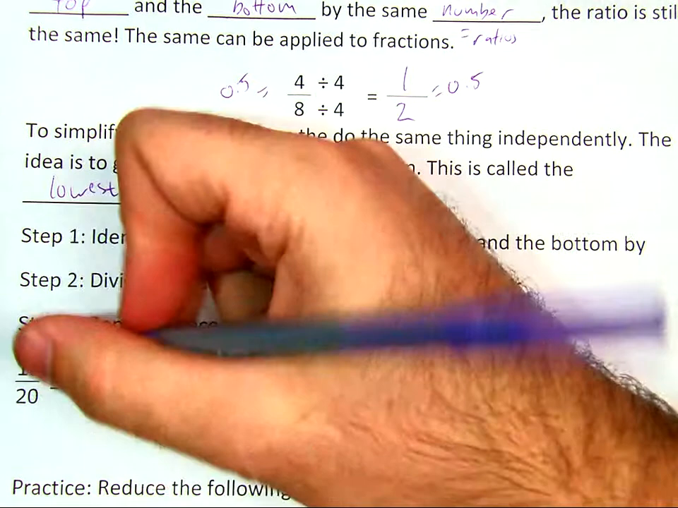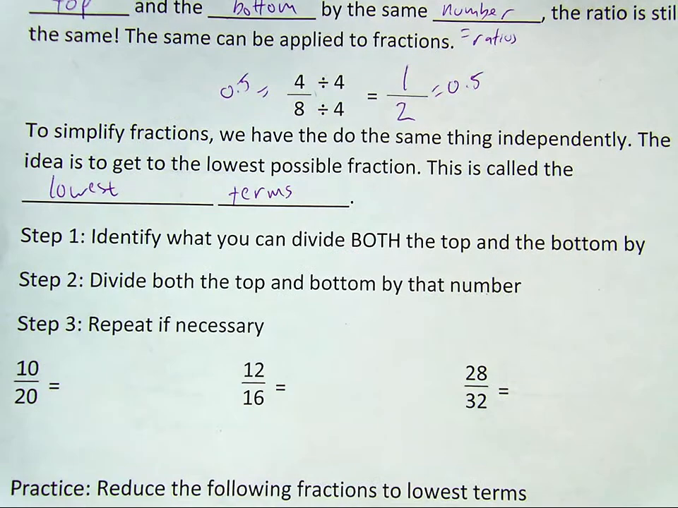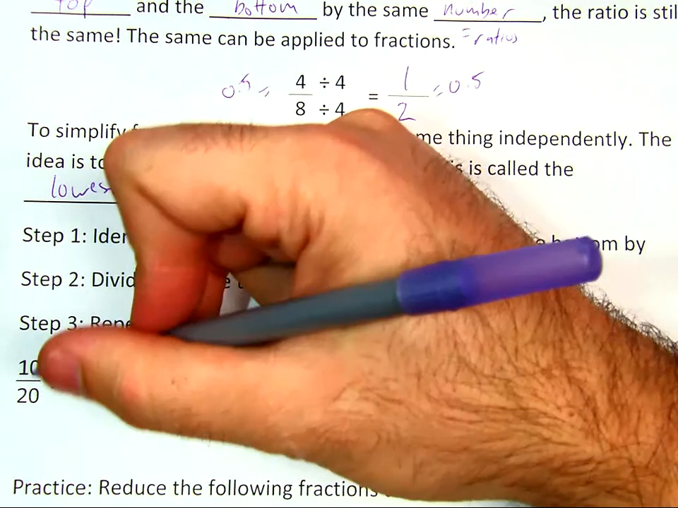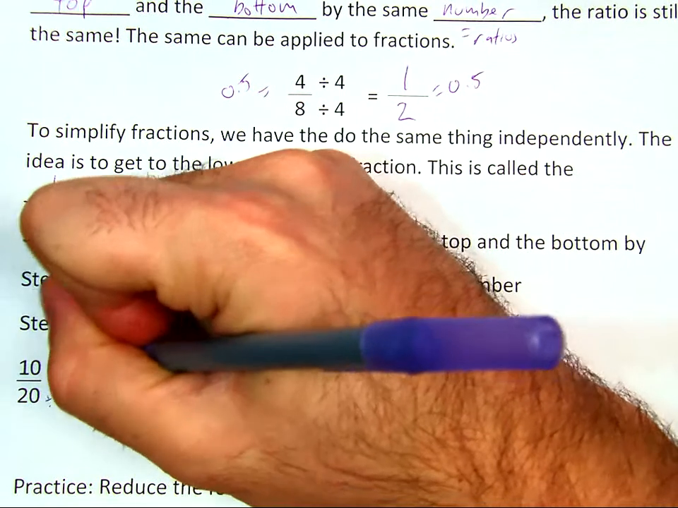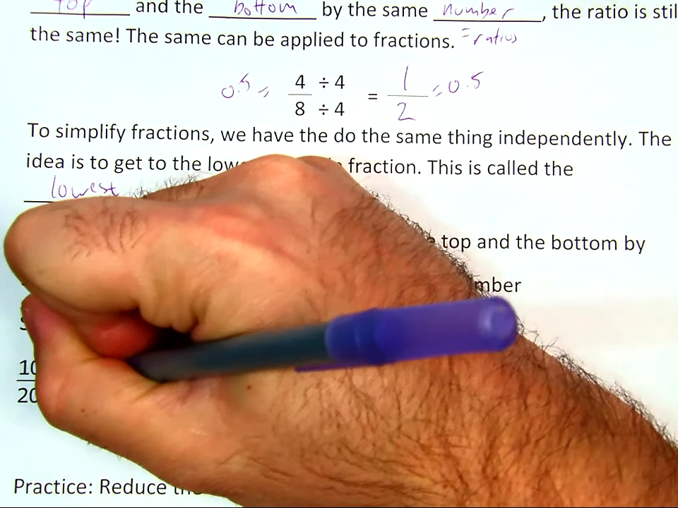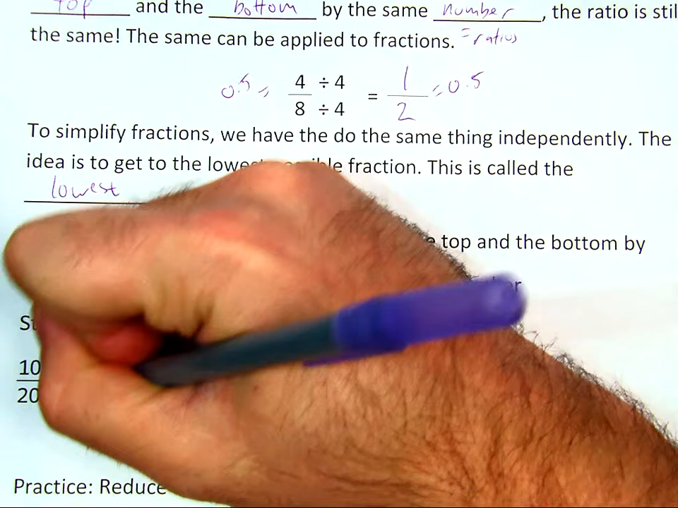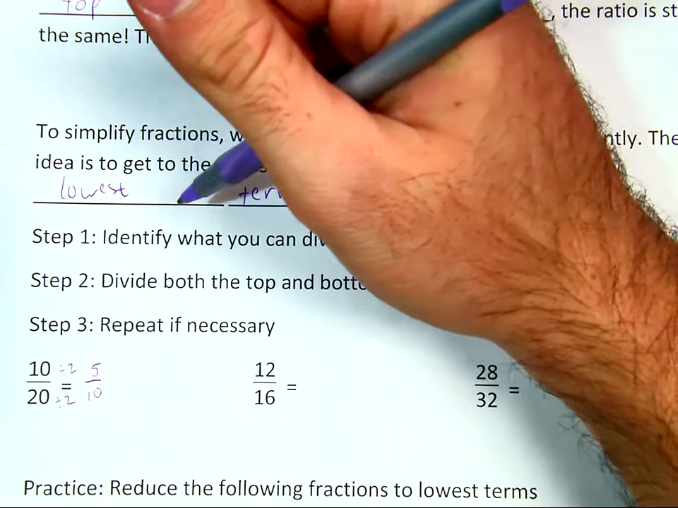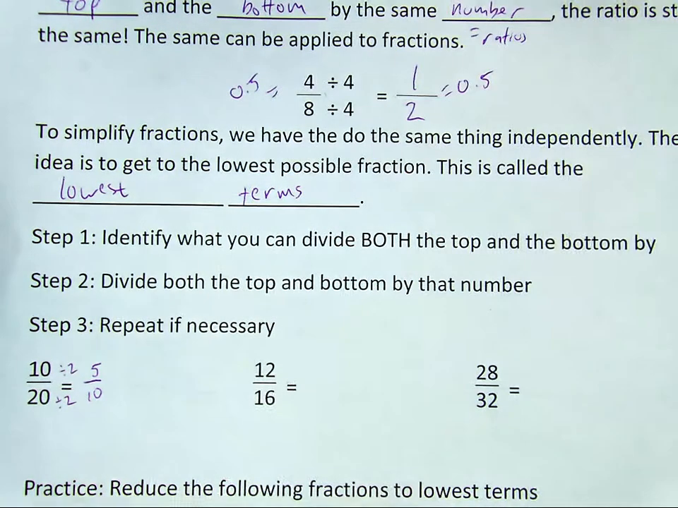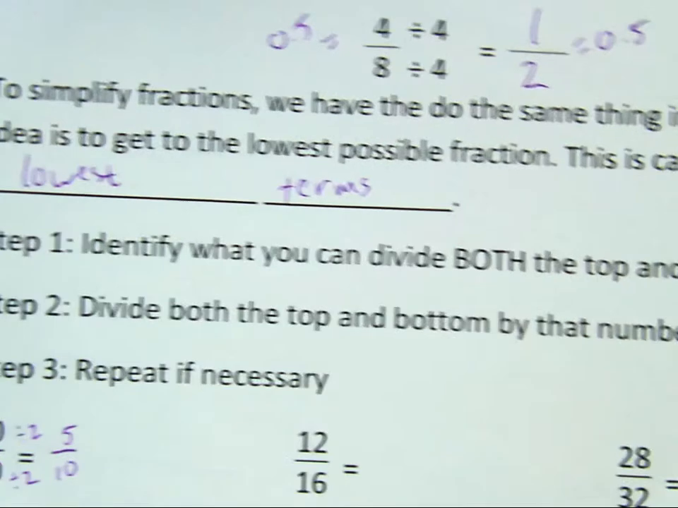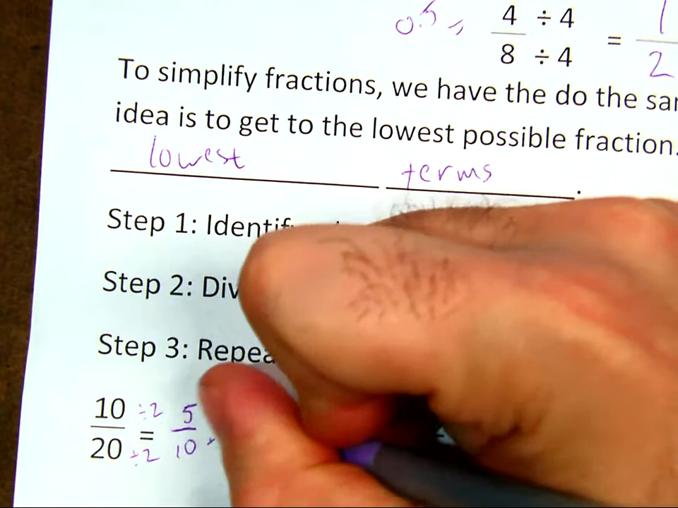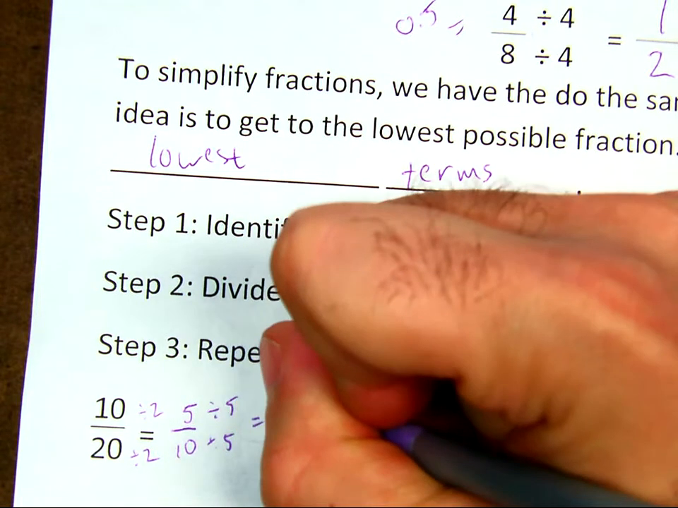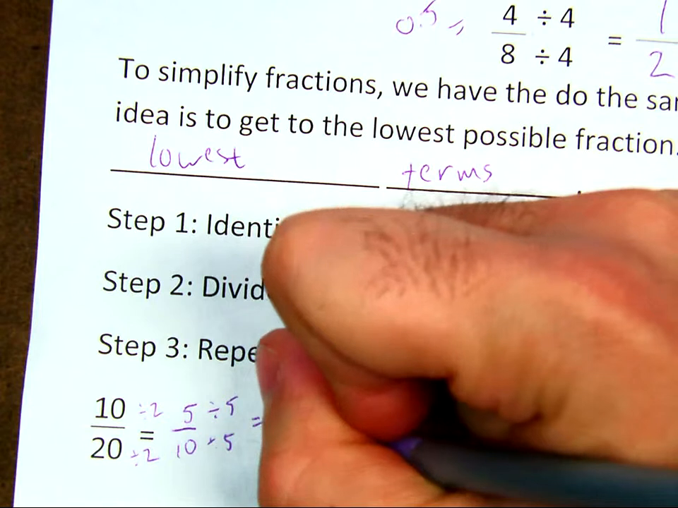So for here, I have 10 over 20, 10 20ths. Okay, so I'm just going to start with one I know. I know I can divide both 10 and 20 by 2. Let's do divide by 2. Whatever I do at the top, I have to do to the bottom. 10 divided by 2 is 5. 20 divided by 2 is 10. Now I have 5/10. I know that I can divide both of those by 5. Divide by 5: 5 divided by 5 is 1. 10 divided by 5 is 2.